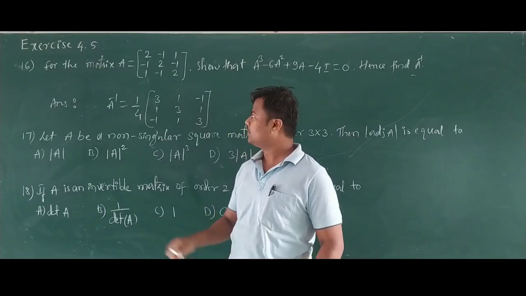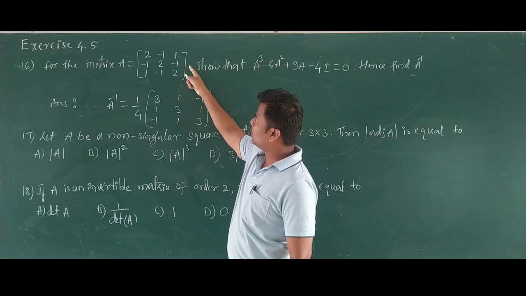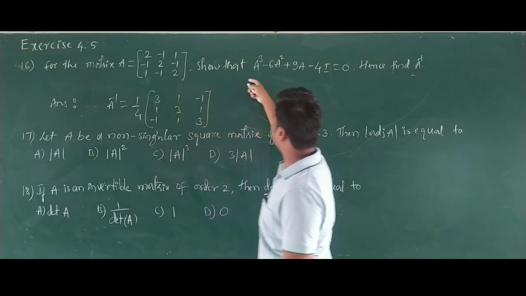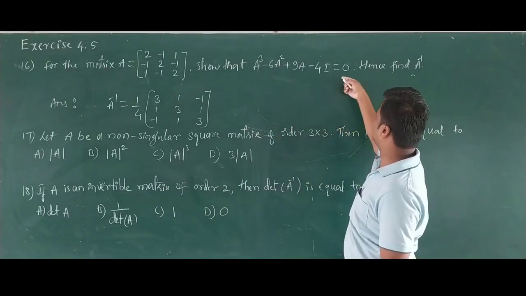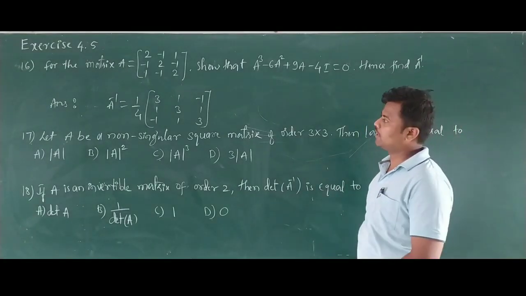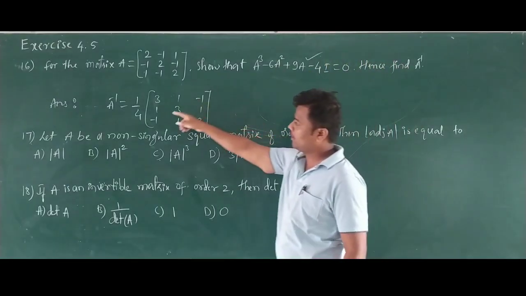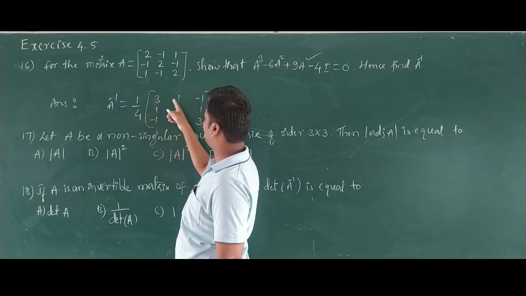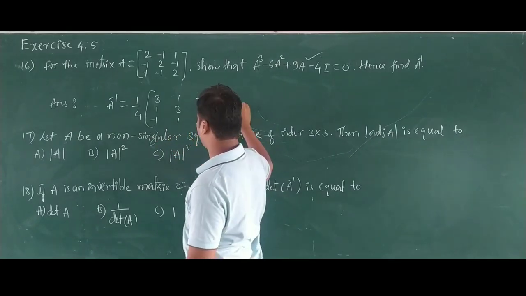Okay. Next one, section 1. For the matrix A equal to 2 minus 1 1, minus 1 2 minus 1, 1 minus 1 2, show that A cube minus 6A square plus 9A minus 4I equals 0. Then find A inverse of that. Use the same formula as before, so try this at home. The answer is A inverse equals 1 by 4 into matrix 3 1 minus 1, 1 3 1, minus 1 1 3. So very simple.